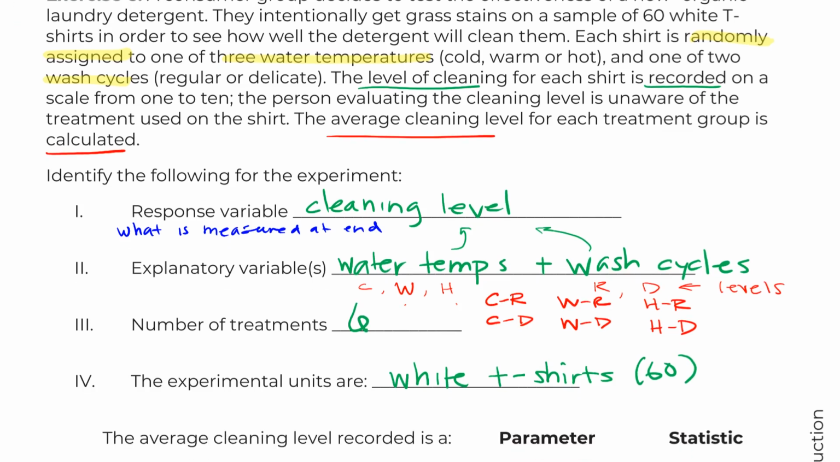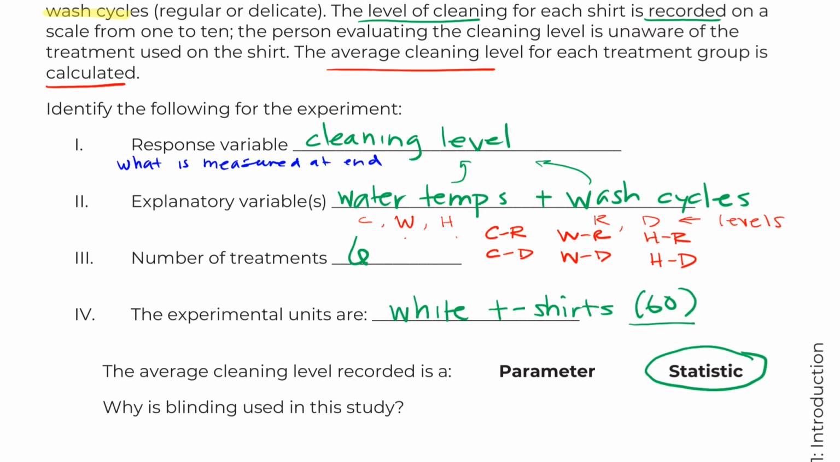The average level of cleaning, that last piece that was calculated, right? That's going to be calculated from our 60 t-shirts. These t-shirts are a sample. This is not every white t-shirt ever, right, to use this laundry detergent. So that's going to be a statistic.